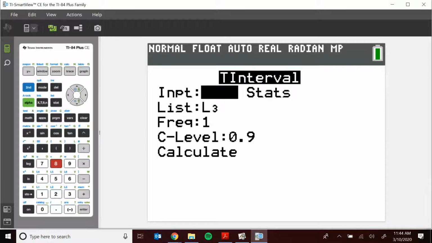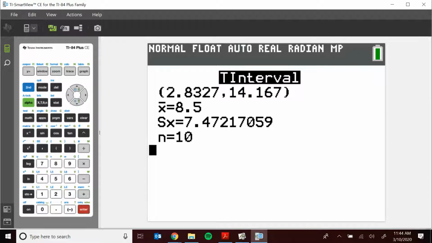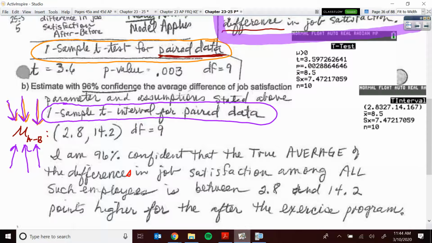So again, we have our data in list 3. And I think it said to be 96% confident. So that's 0.96 for the confidence level. And I'm going to calculate that. And that's how I get 2.8 to 14.2. So here's how that then looked here.